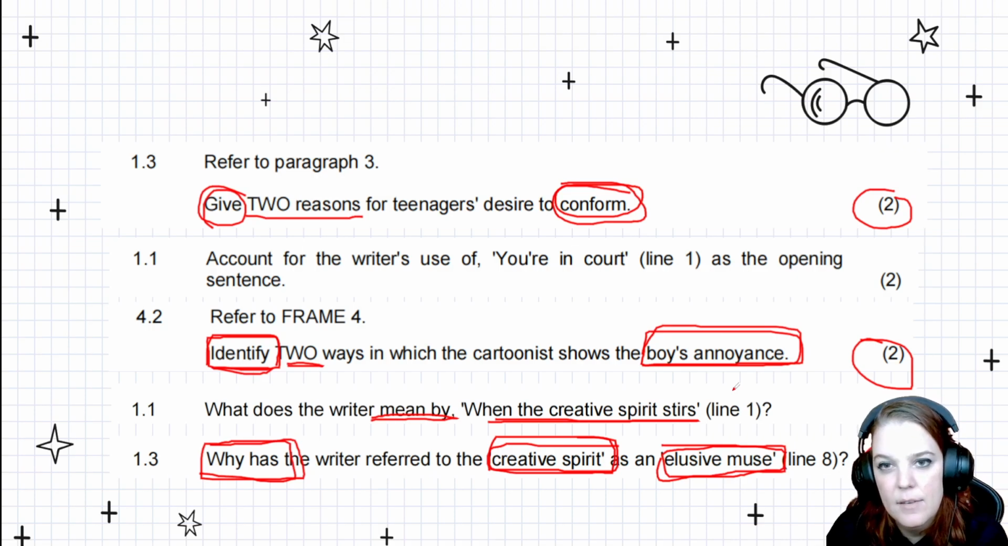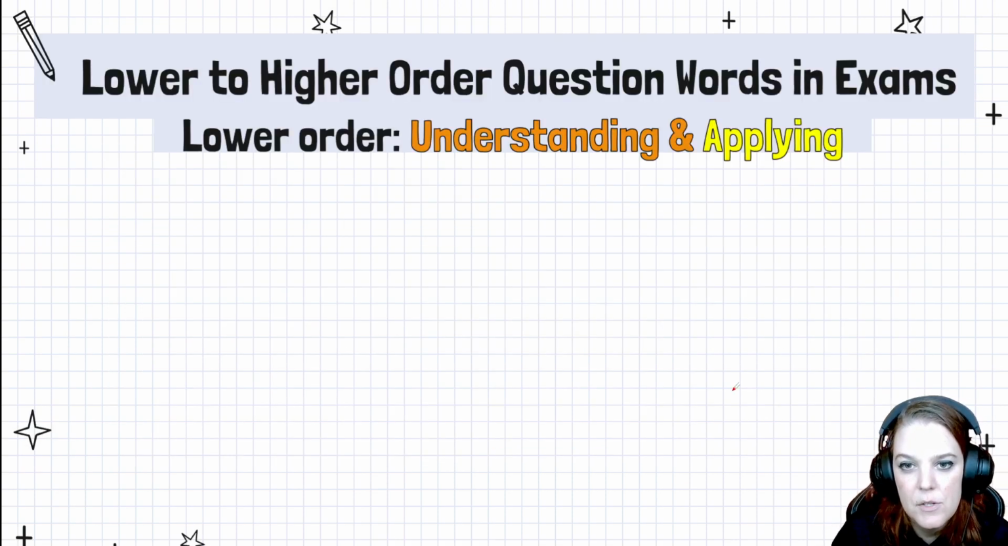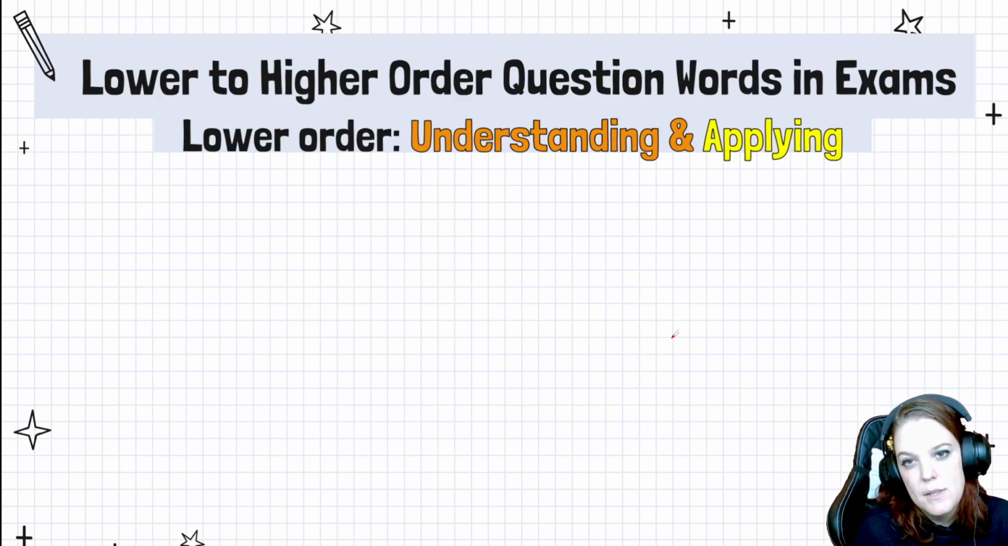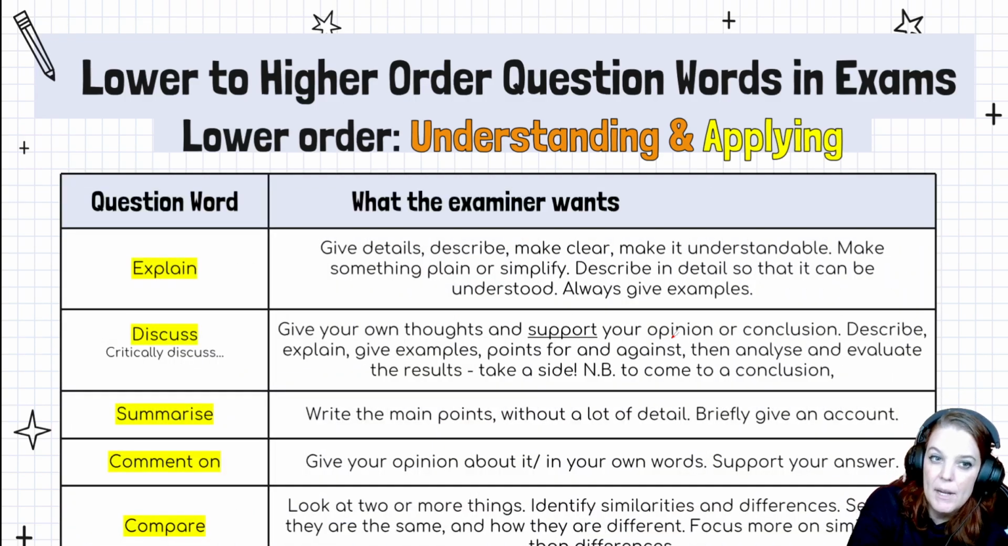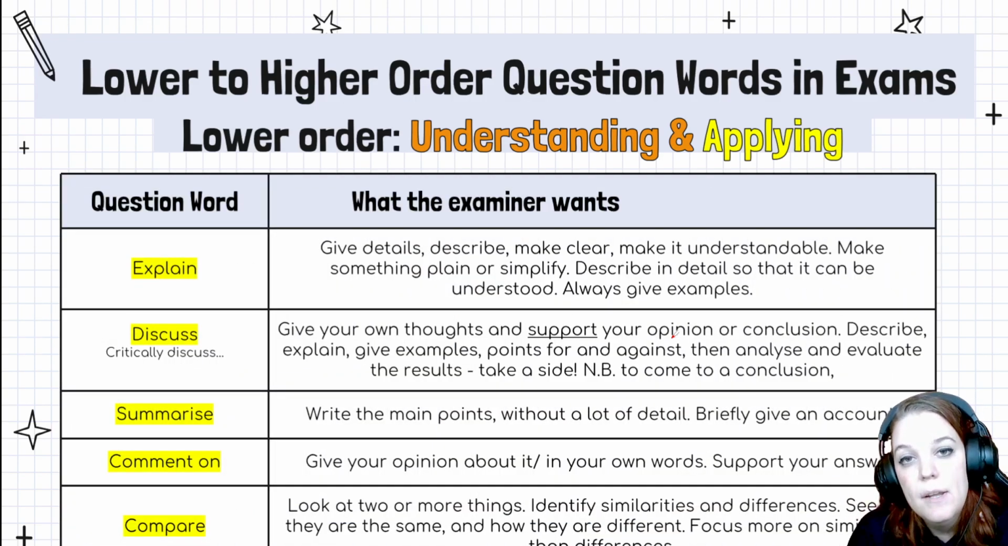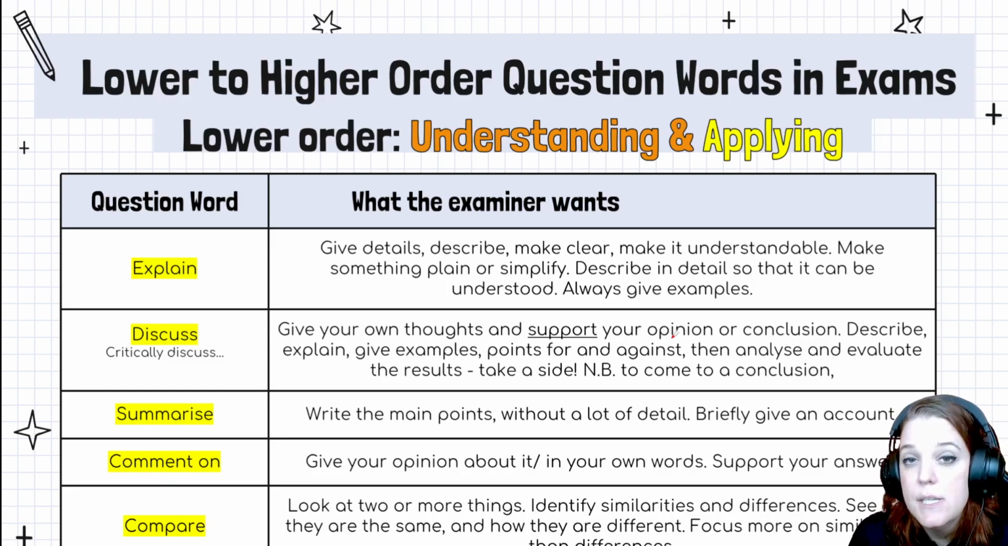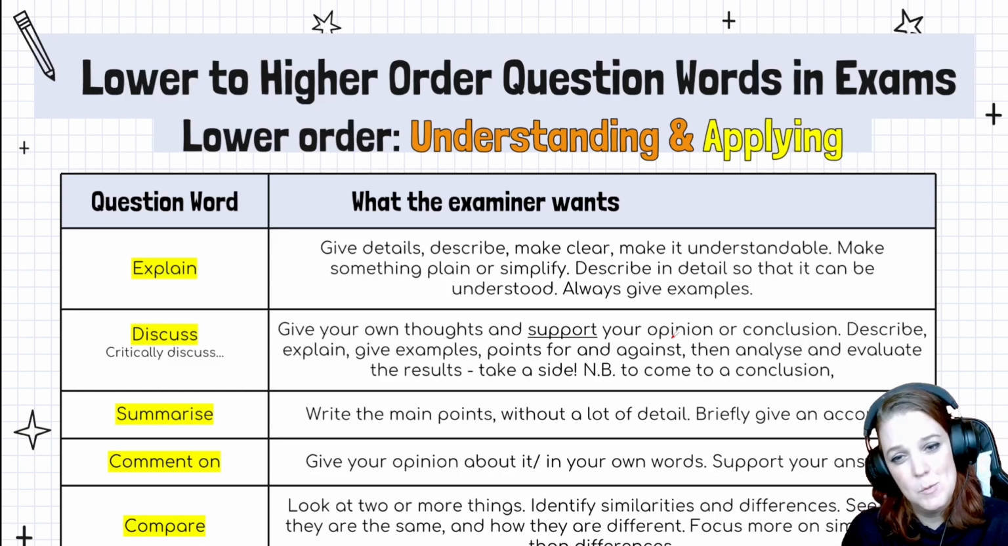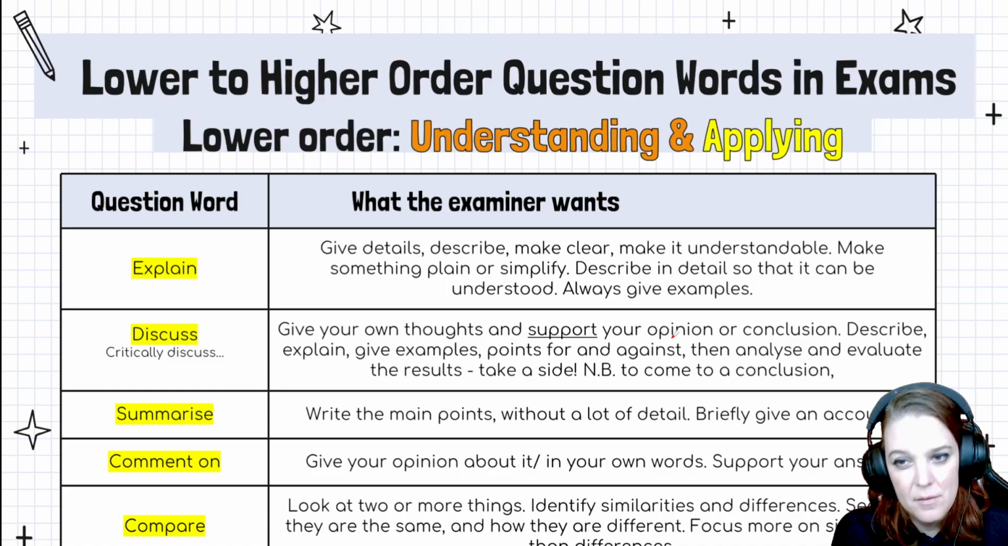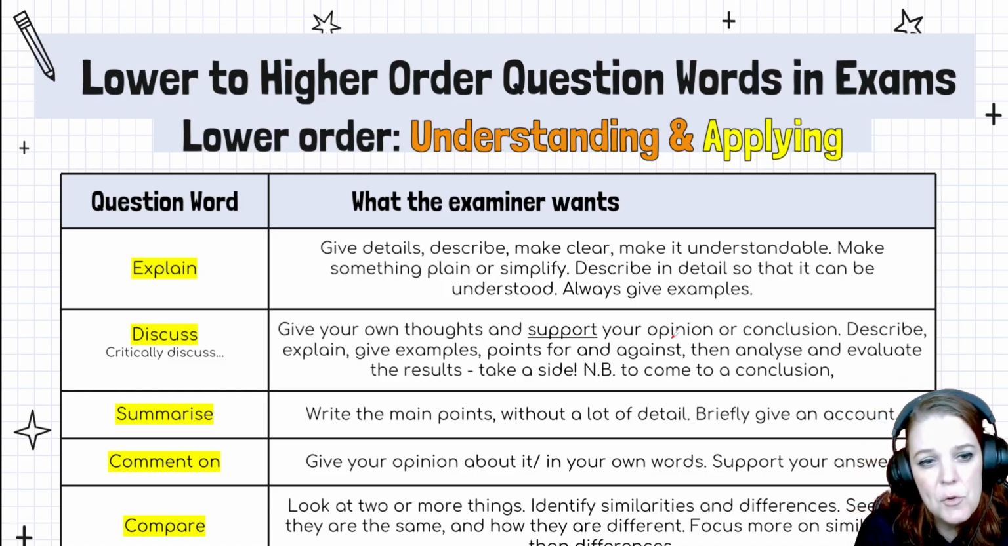Okay. Right, lovely. Let's have a look at our second questions. These are also some of our lower order questions, but they talk about understanding and applying as well. So they want us to explain, they want us to discuss, they want us to summarize, maybe comment on or compare something. When they're asking us to explain something, we're giving the details of something, we're describing it, and we're making it understandable. So kind of imagine that you're speaking to an alien. I'm sure you've heard this analogy before, or maybe speaking to someone who doesn't really understand the language. So we have to make it very obvious. It's always great to give examples from the passage that we're talking about.